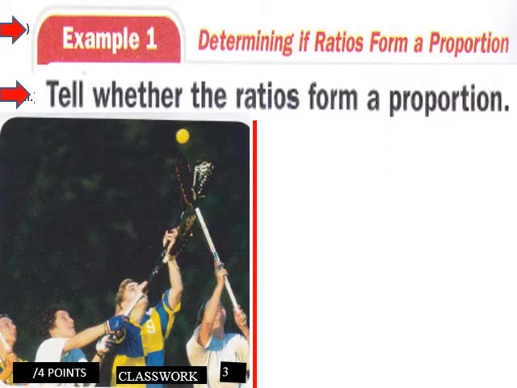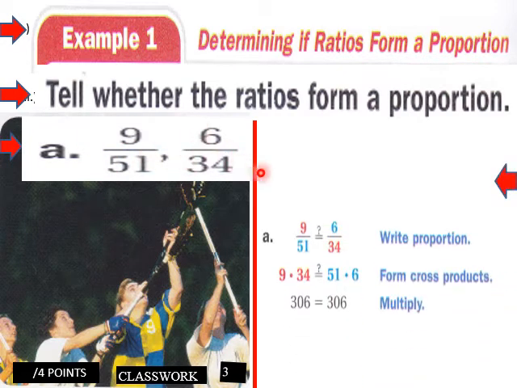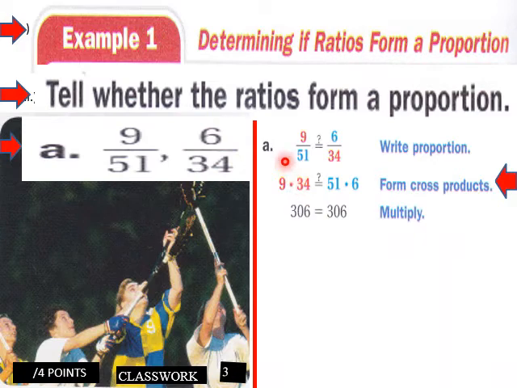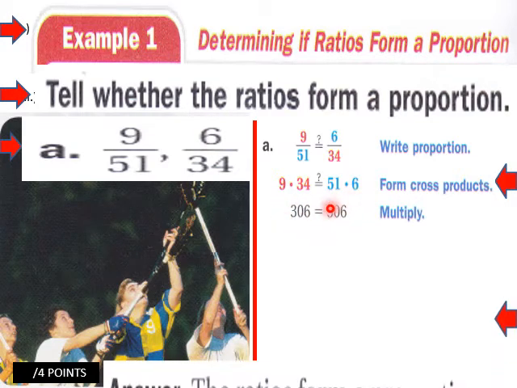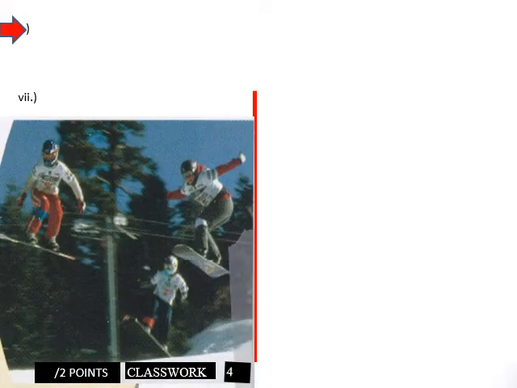So, for example, tell whether the ratios form a proportion, 9 over 51 and 6 over 34. So we use cross products here. We get 306 equals 306. 9 times 34, does that equal 51 times 6? And it does here. So the ratios form a proportion.